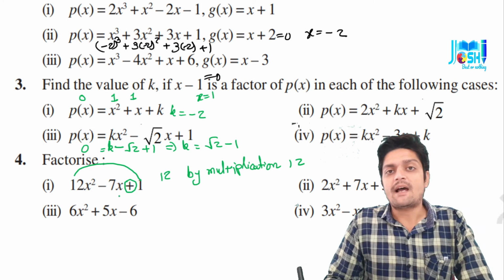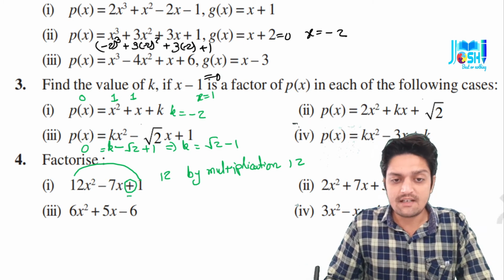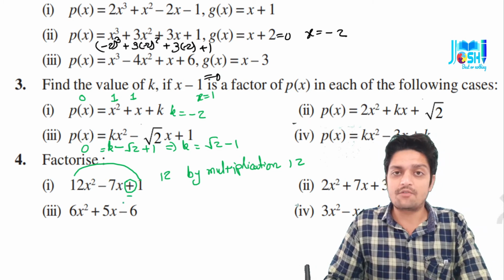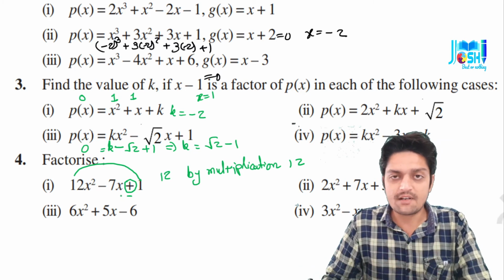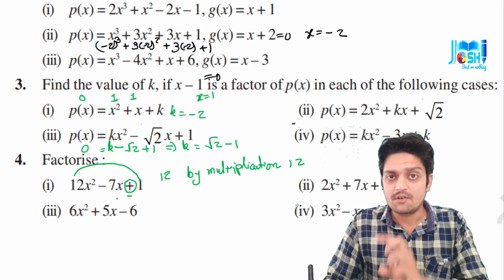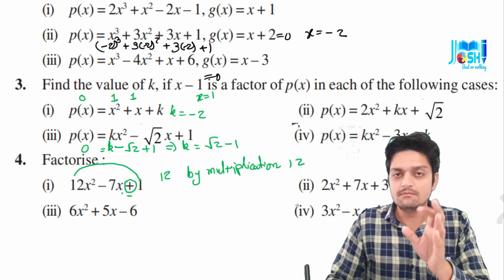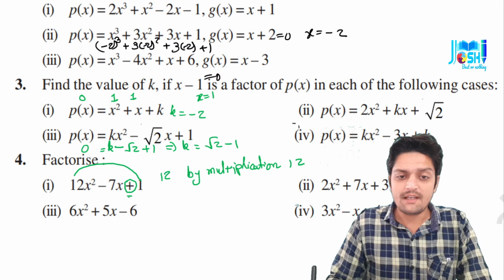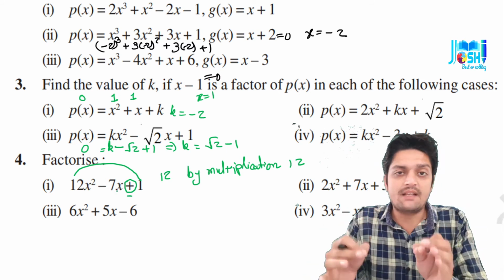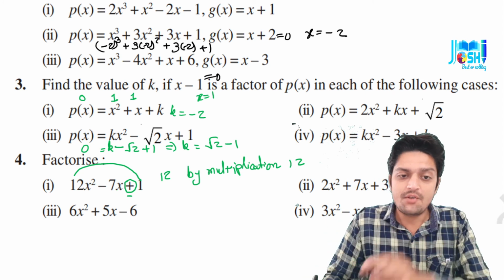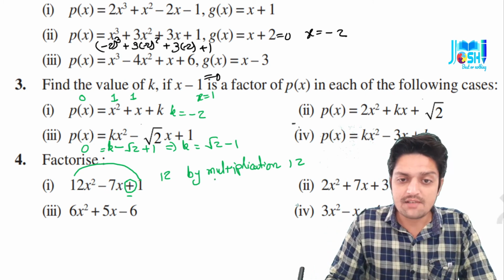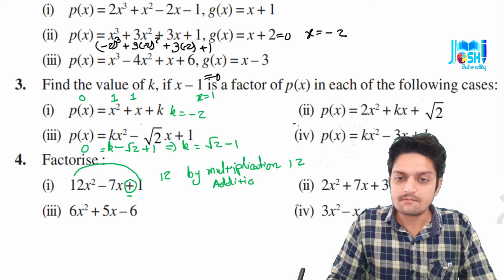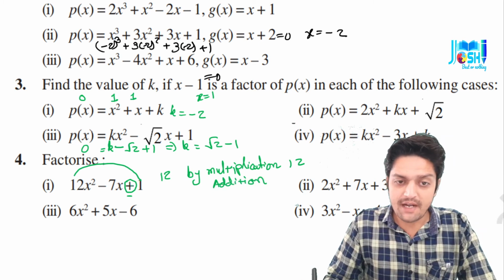addition, remember you will ask me, sir, why addition? Because here, see this sign, this last term of the equation you have to consider, because here the last term is positive. So by the adding method, means by addition, you have to get minus 7. So I will write here, by addition I have to get minus 7.